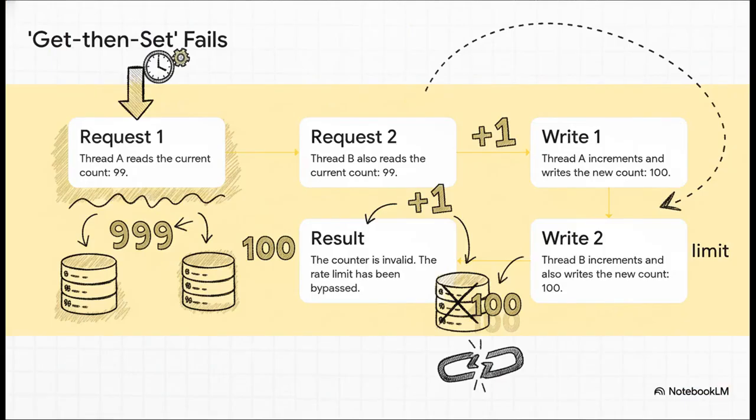This slide breaks down that get-then-set failure just perfectly. So look at the flow. Request 1 comes in, thread A reads the current count. Let's say it's 99. But before it can write the new value, request 2 for the same user hits.